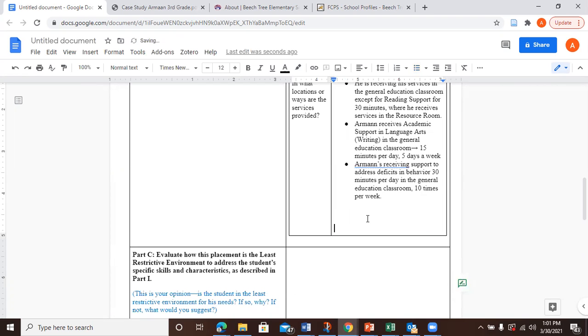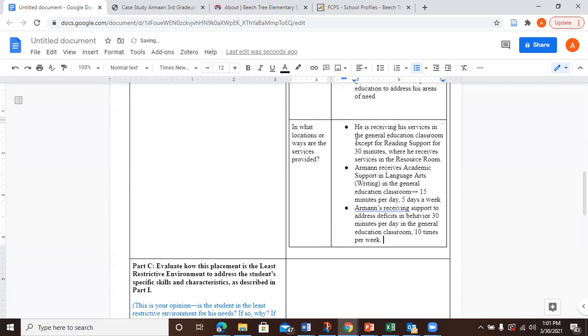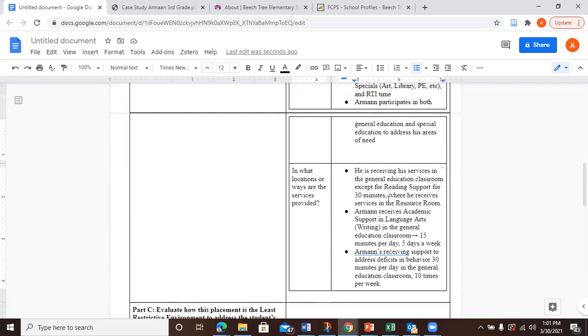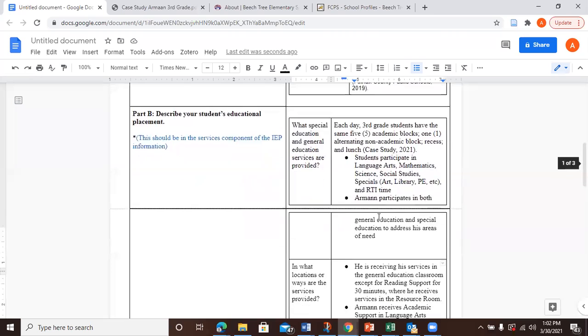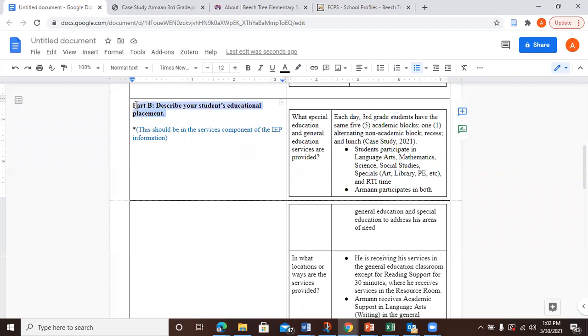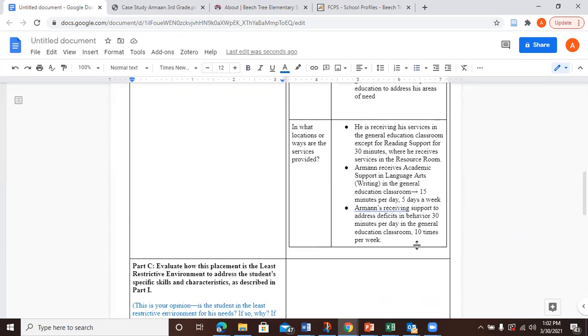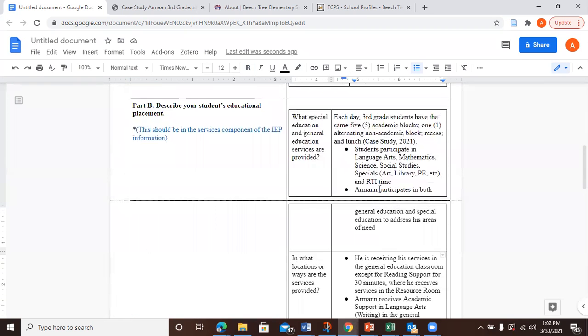Okay, so again, it's important that we not only say where he's receiving the services, but how often. We know that he's getting his needs addressed in both general ed and special ed, but we're providing specifics in terms of the location and then the frequency and duration of when he's receiving those supports. So I have been able to address his educational placement. You could also specify that he's not receiving any related services, but you could also just leave it at that. And that is part B of section 3.